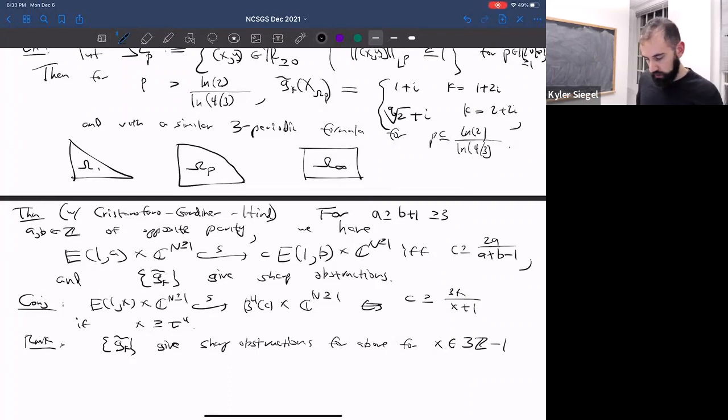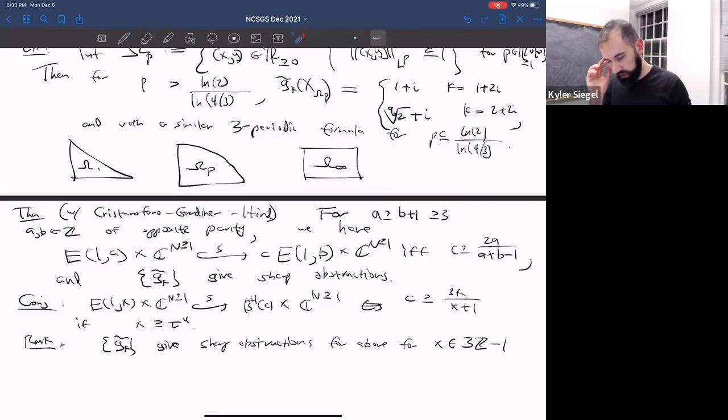And in fact, I'm not positive, but I'm pretty sure that this is almost if and only if. So I don't think they give sharp obstructions for any other X.